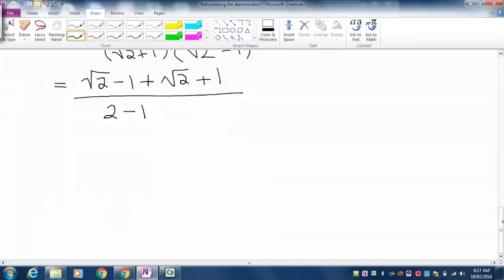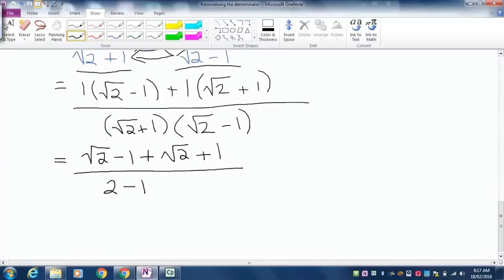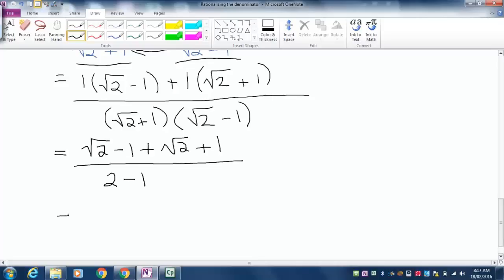Sorry, just get a little bit more page there so we can see a bit more of that. Okay, now on our final line, we just do some tidying up. So collecting like terms, root 2 plus root 2 gives me 2 root 2. I've also got a negative 1 that will combine with that positive 1 to give me 0, and 2 minus 1 gives me 1, so it's 2 root 2 over 1, which is just the same as 2 root 2.